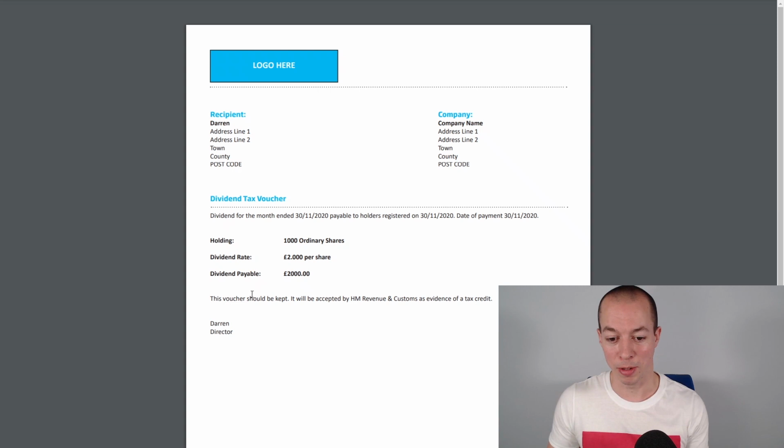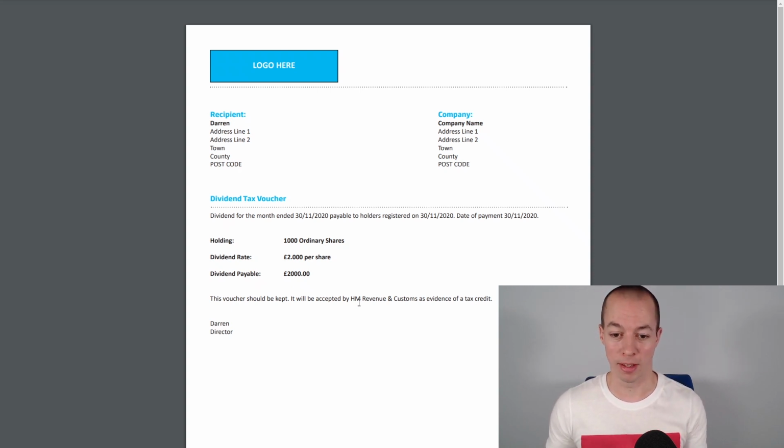This voucher should be kept. It will be accepted by the HMRC as evidence of a tax credit. Hopefully, it's never actually been tried or tested. I kept records of these for maybe 10 years and HMRC have never actually verified or seen one. But if you want to keep tax records with these minutes and these voucher templates, feel free to use them as you see fit.